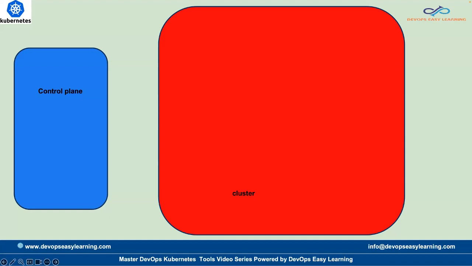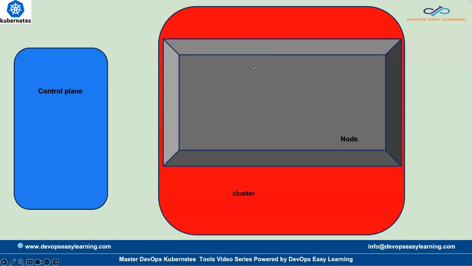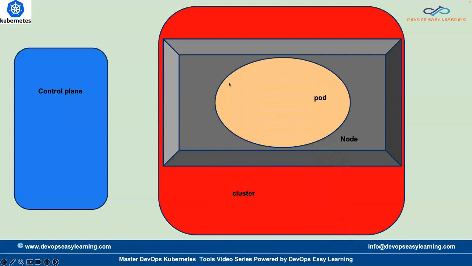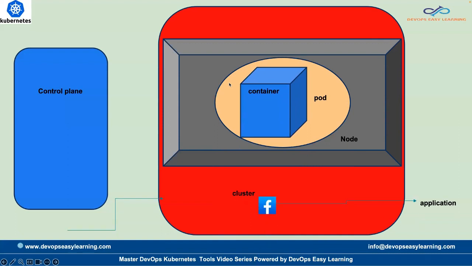Now, the cluster, not the control plane, is just like that fuselage. Inside the cluster we are going to have something called a node, and you can have multiple nodes, as we saw in our previous video. Inside the node, we are going to have pods. And inside the pod, we are going to have containers. And inside the container, we are going to have the applications.